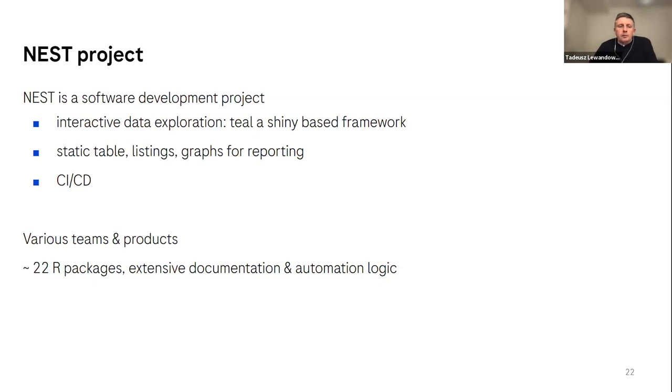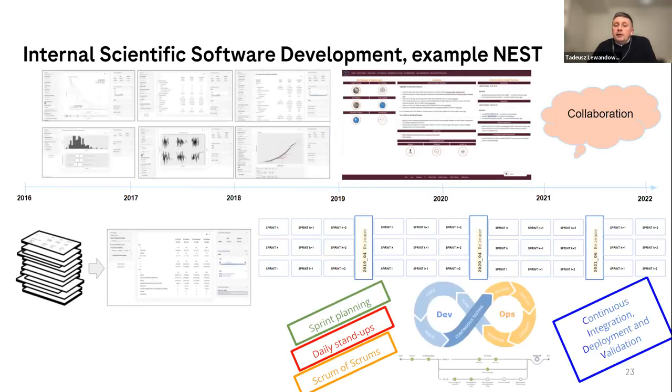And the most important, from the beginning on, we were aiming to automate. We were applying CI/CD, also agile methodology. And at the end, we have the various teams and the products, and all together, it consists of around 22 packages with extensive documentation, automation, logic. So a little bit of details. Next slide, please. So a little bit of history, which I would tell you here.